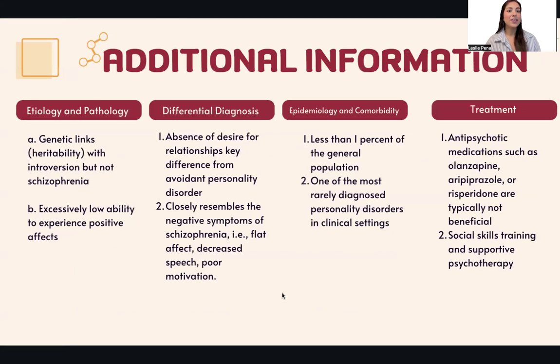Okay, now some etiology and pathology. So genetic links: heritability with introversion, but not with schizophrenia. They have a low ability to experience positive affect. Differential diagnosis: absence of desire for relationships is a key difference from avoidant personality disorder, which we'll talk about shortly. And it closely resembles negative symptoms of schizophrenia like flat affect, decreased speech, or poor motivation. But they do not have schizophrenia.